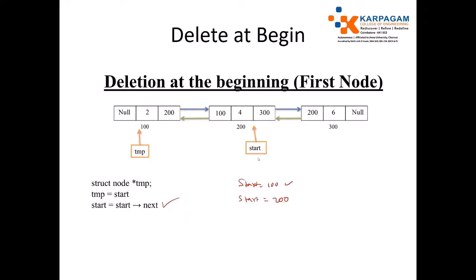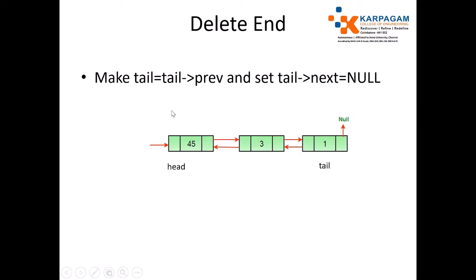Okay, very simple. I implement that. Then deleting at the end. For deleting the element at the end position, that is the last node, we need to go backward. For example, you have addresses 1000, 2000, 3000. When I execute the statement tail equal to tail of previous, the tail comes here and set tail of next equal to null. Initially it was not null.